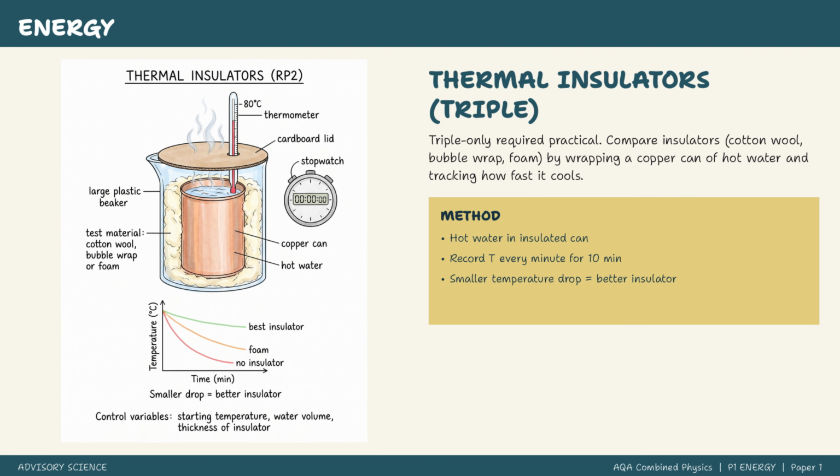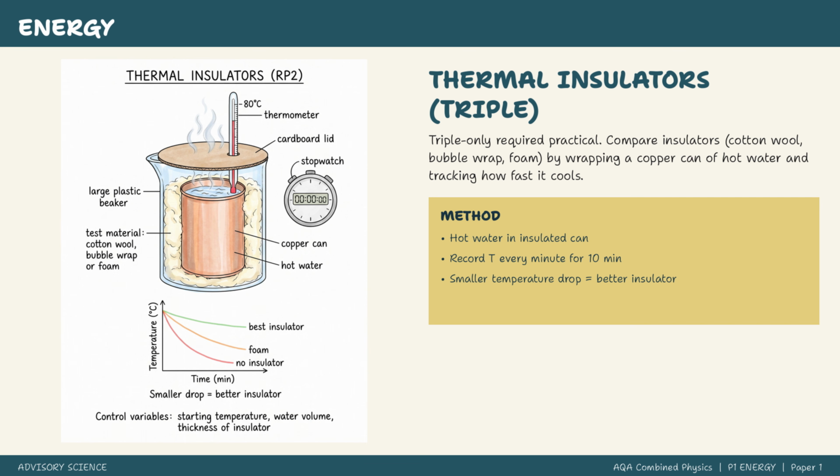Triple science. Energy. Required Practical 2 investigates the effectiveness of different materials as thermal insulators. To set this up, you place a small copper can inside a larger plastic beaker, leaving a gap between the two walls. You fill this empty gap with your first testing material, such as cotton wool, shredded paper, or bubble wrap. You then pour a set volume of boiling water into the inner copper can and seal the top with a cardboard lid to stop steam escaping.